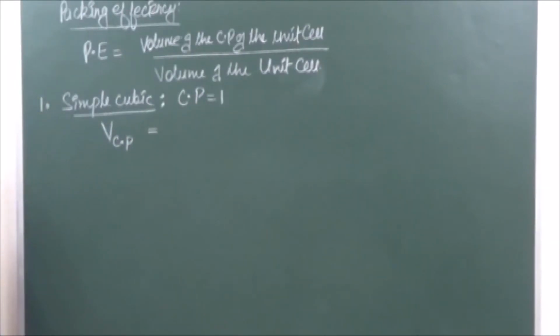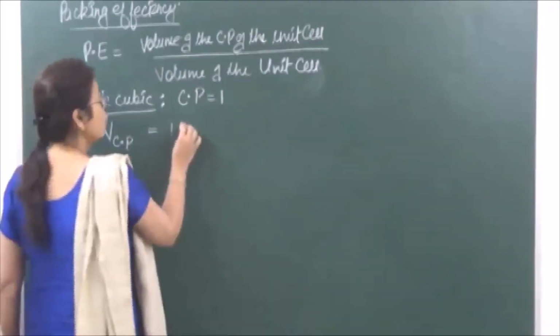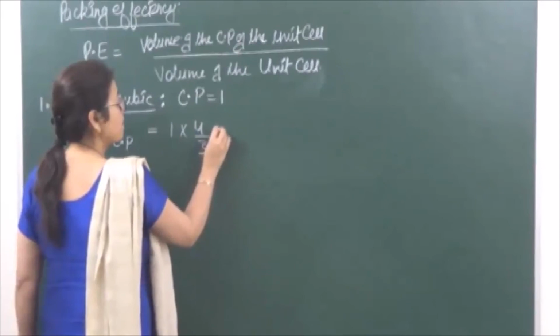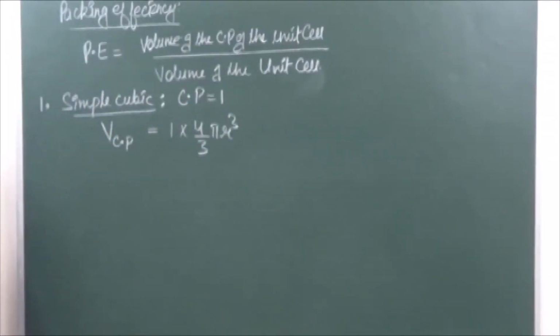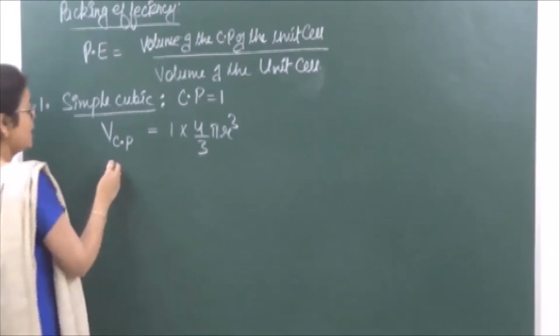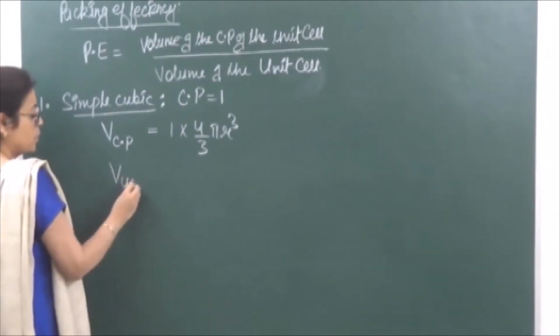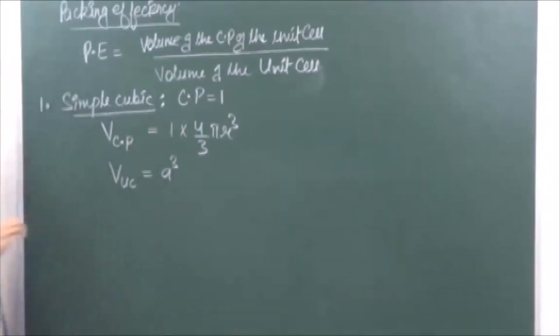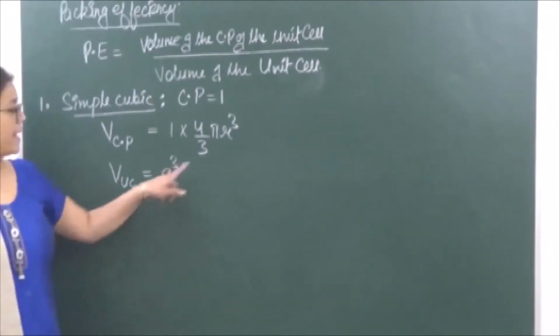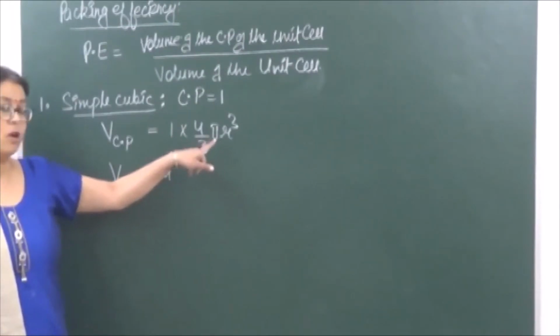That is equal to how much? Volume of the constituent particles: 1 into 4/3 pi r cube. Okay? And volume of the unit cell, VUC, that is equal to a cube. We have to convert this a in terms of r.